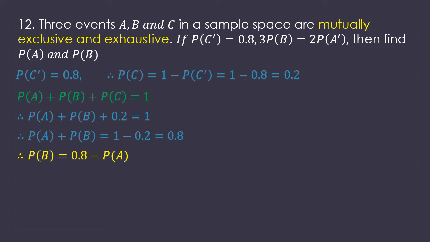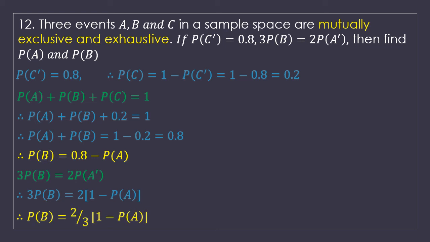Okay, next we will start with the second given equation in the question, that is 3P(B) is equal to 2P(A dash). Now again P(A dash) is 1 minus P(A) because those are the complementary events, and in the next step I am going to change the side of the 3 to the opposite, that will be 2 upon 3 brackets 1 minus P(A). So in these two yellow equations, in the first one P(B) is equal to 0.8 minus P(A), in the second yellow one P(B) is equal to 2 upon 3 brackets 1 minus P(A).